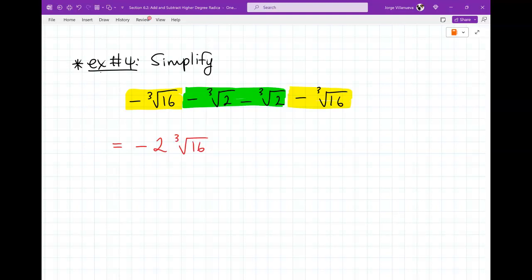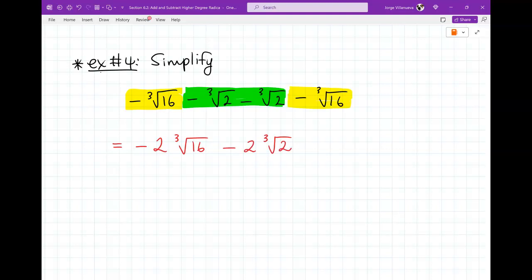I just took care of the yellow stuff, okay? Now let's take care of the green stuff. Negative cubed root of 2 minus a cubed root of 2 is negative 2 cubed root of 2.